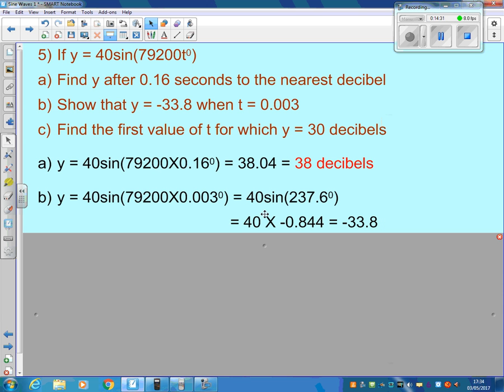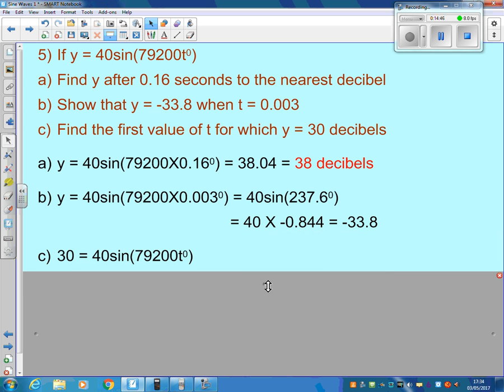Right. Next one. Find the first value of t for which y is 30 decibels. Now this is the opposite way round. Instead of being told t, find y, we're told y, find t. So we need to replace the y by 30. So here you've got y equals this. Instead, we're putting 30 equals it. We've got to solve this equation.